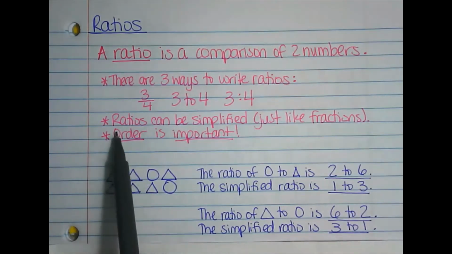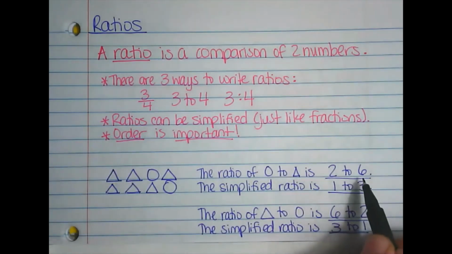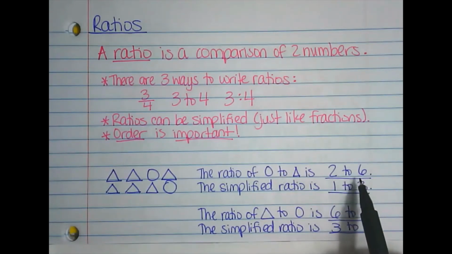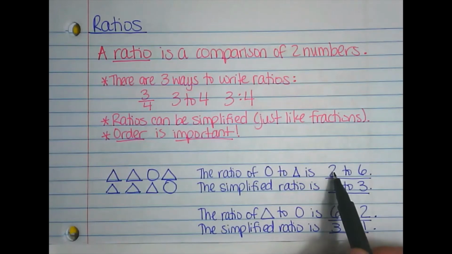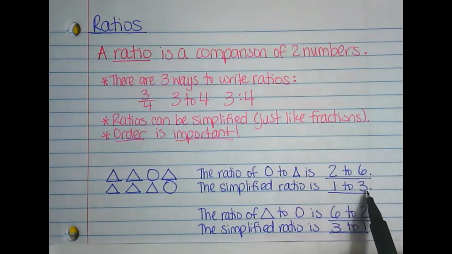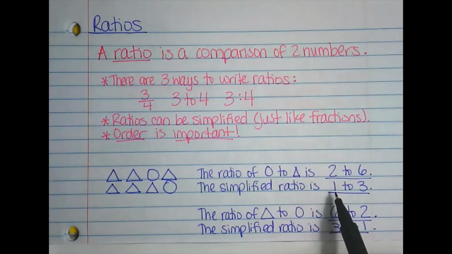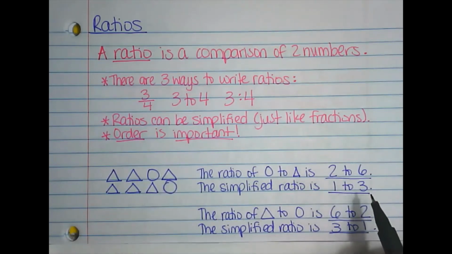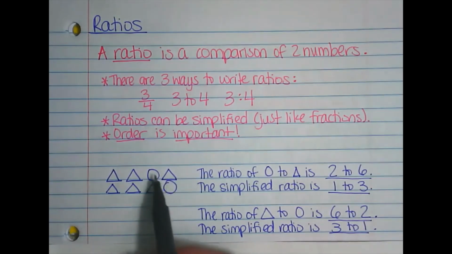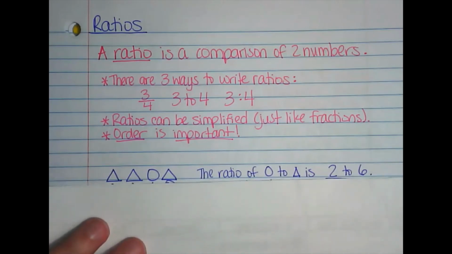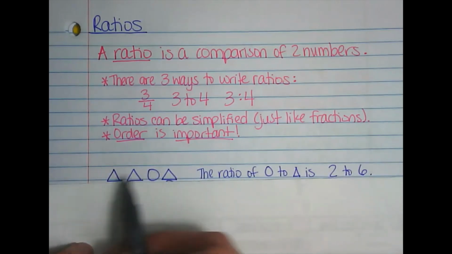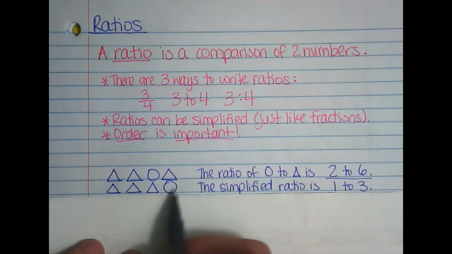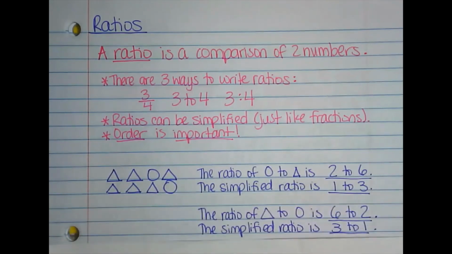And just like we stated up here, I can also simplify that, just like a fraction. Well, I know 2 and 6 are both even, so they're divisible by 2. So if I divide 2 by 2, I get 1. And 6 divided by 2 is 3. So the simplified ratio of circles to triangles is 1 to 3. Which basically means for every 1 circle, you have 3 triangles. And you can actually see that just by looking at each row. I have 1 circle for 3 triangles, and then the second row is also 1 circle and 3 triangles.